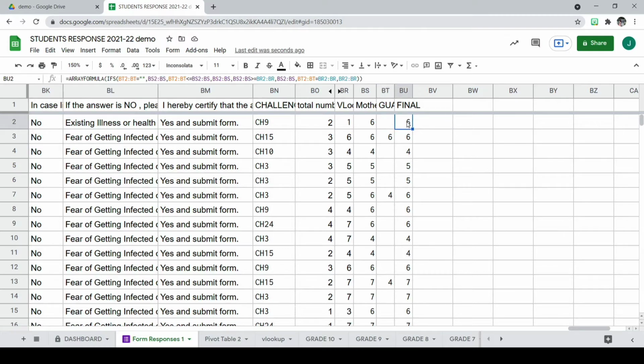Sa lahi nga column, very complicated nga formula pero ako lang i-explain ninyo nga akong gipangita ang pinakataas nila. So for example, this one is 6. So 2, 1 ug 6. So kinsa man 2, 1 ug 6. Sorry. It's 1, 6 and blank.